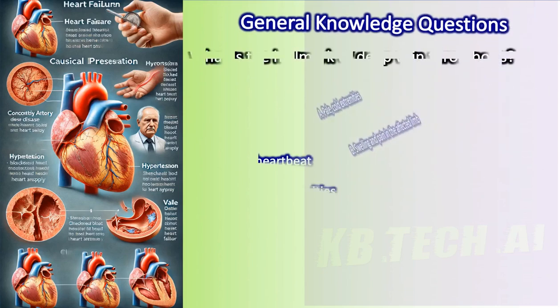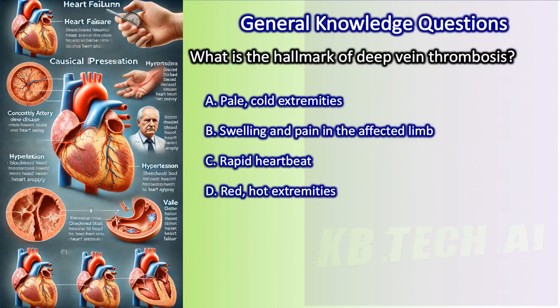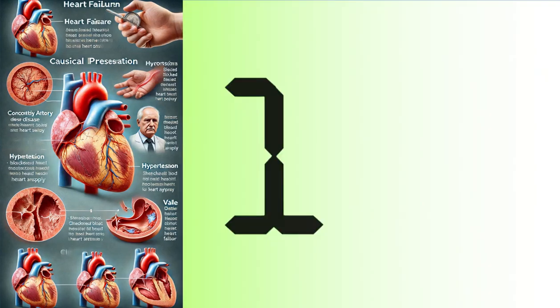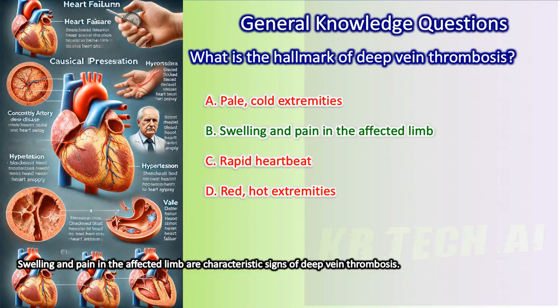Ultrasound. What is the hallmark of deep vein thrombosis? Option 1. Pale, cold extremities. Option 2. Swelling and pain in the affected limb. Option 3. Rapid heartbeat. Option 4. Red, hot extremities. The answer is option 2. Swelling and pain in the affected limb.